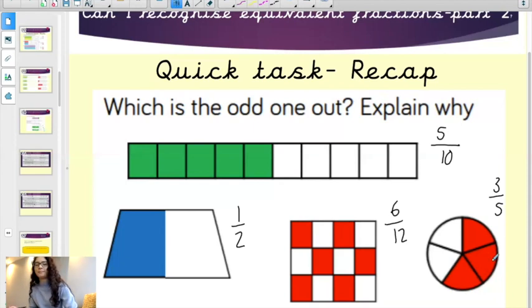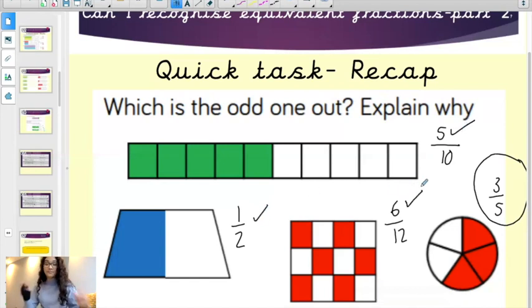What would you say? I would say that 3/5 is the odd one out. And the reason why 3/5 is the odd one out is because the other fractions are all showing that half of the shape has been shaded in. So for this shape here, half of it has been shaded, half of it has been shaded, half of it has been shaded, but with 3/5, half hasn't been shaded, more than half has been shaded. So that is why I would say that is the odd one out.